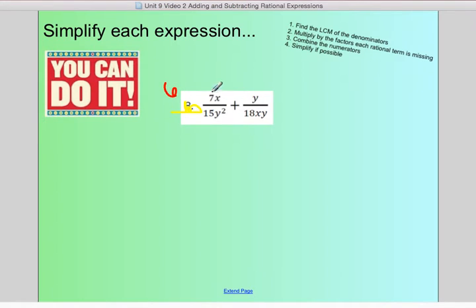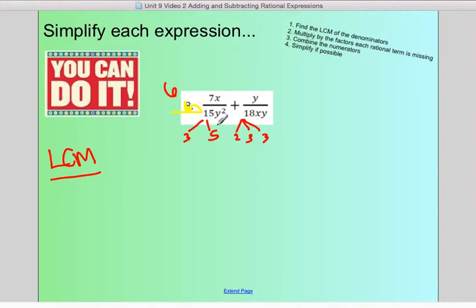All right, we have monomials everywhere. So what we're going to do is say, what should the LCM be? Well, what does 15 break down into? 3 times 5, and 18 is 2 times 9, which is 3 times 3, right?